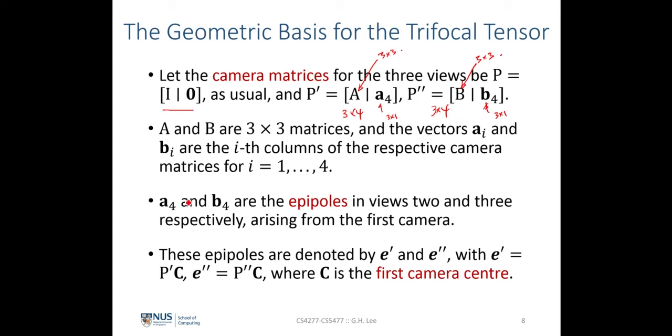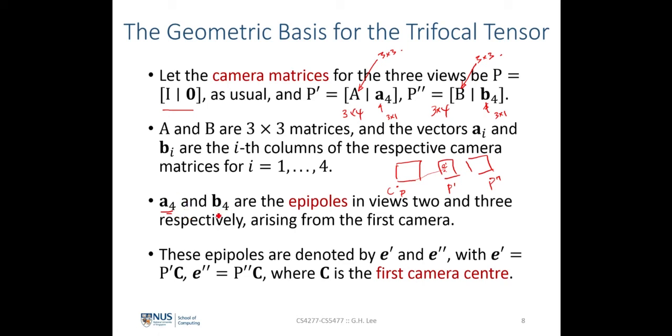And we know that after this denotation, the lowercase a subscript 4, that means the fourth column of P prime from the second view, and the fourth column of P prime prime from the third view, represent the epipoles of the second and third view respectively, that arise from the first camera. So let's denote this as P prime and P prime prime. There's a camera center over here, which we denote as C. What this means is that a4 represents the projection of C, the first camera center, onto the second image. And this projection is what we call the epipole, which we are going to denote as e prime. We will show that it's actually given by the fourth column of the second camera projection matrix.